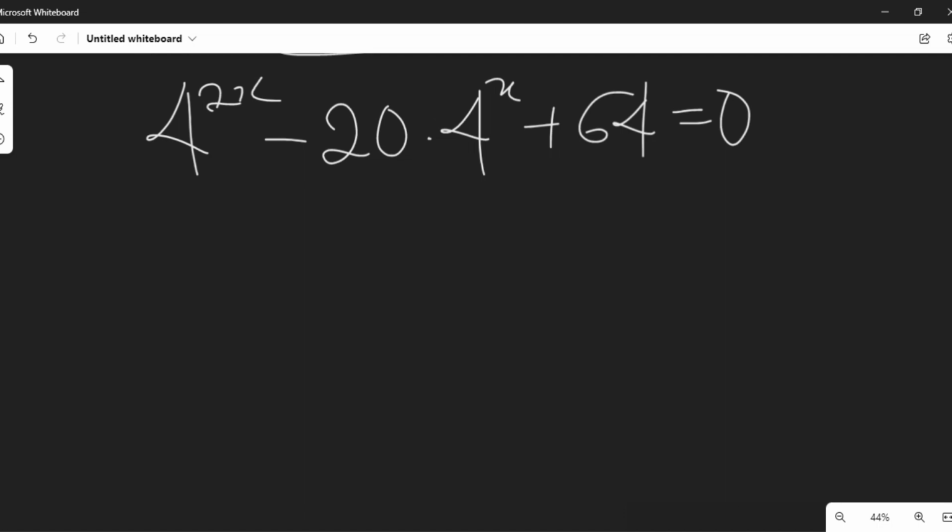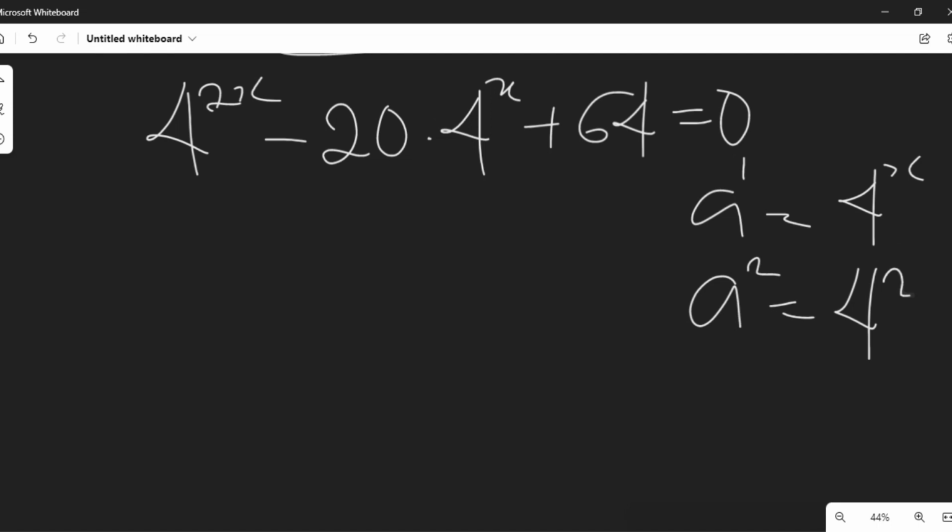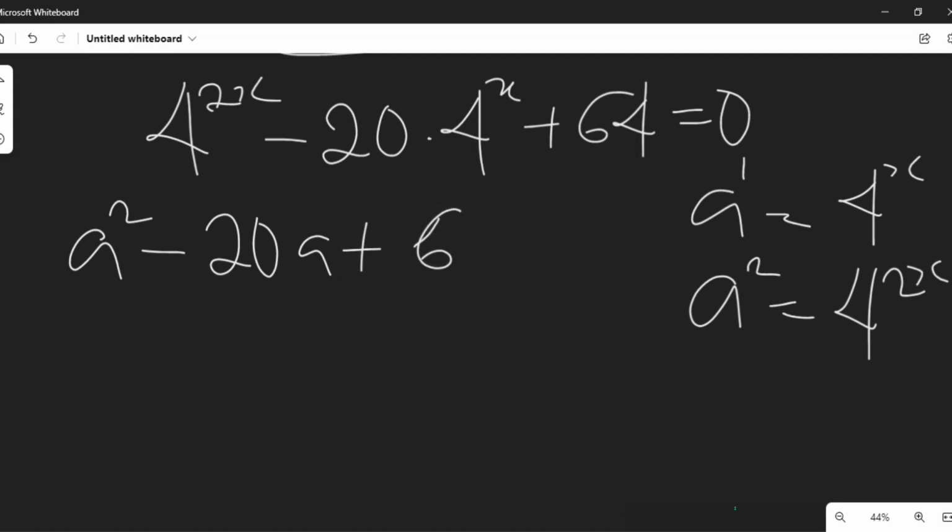From this expression, we can simply say a is equal to 4 raised to power x. So if a raised to power 1 is equal to 4 raised to power x, that means a squared can also be equal to 4 raised to power 2x. So that expression will give us a squared minus 20a plus 64 equal to 0.